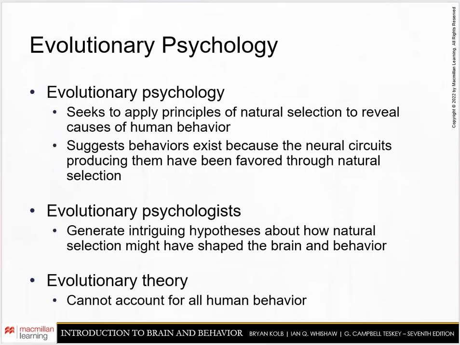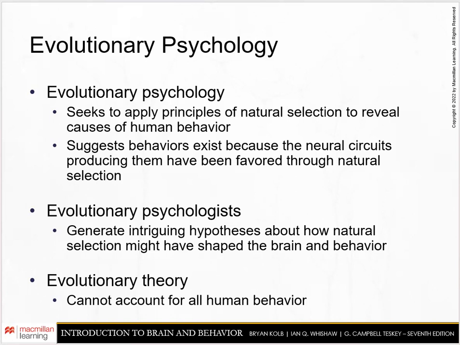Now, that leads us to some of the concepts in the field of evolutionary psychology. This field seeks to apply the principles of natural selection to reveal causes of human behavior. It suggests that behaviors exist because the neural circuits producing them have been favored through natural selection over time. Evolutionary psychologists generate some intriguing insights and hypotheses about how natural selection might have shaped the brain and behavior.